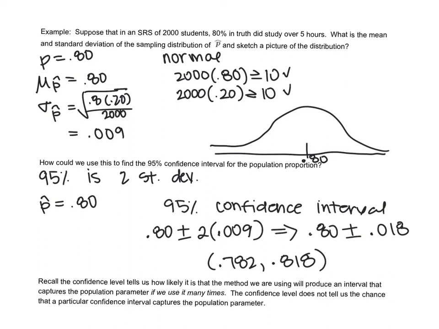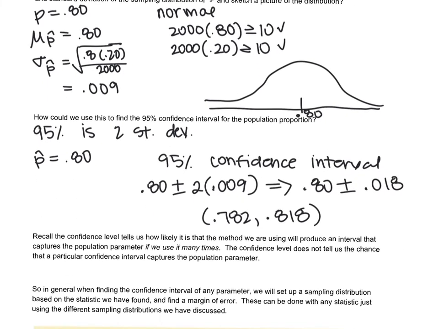So if I want to interpret what my confidence interval means, it doesn't tell us how likely it is that we will produce an interval that captures the population parameter. It doesn't tell us the chance that it captures. It says we can be 95% confident that our interval contains our parameter.